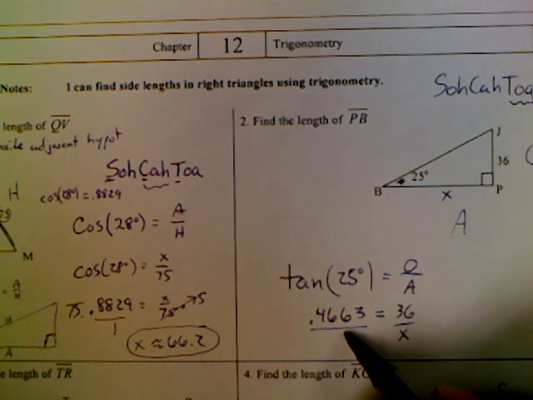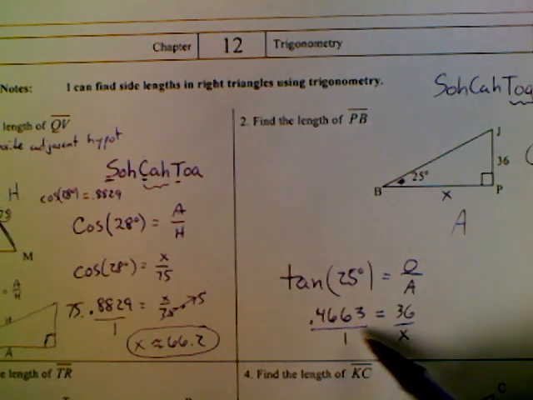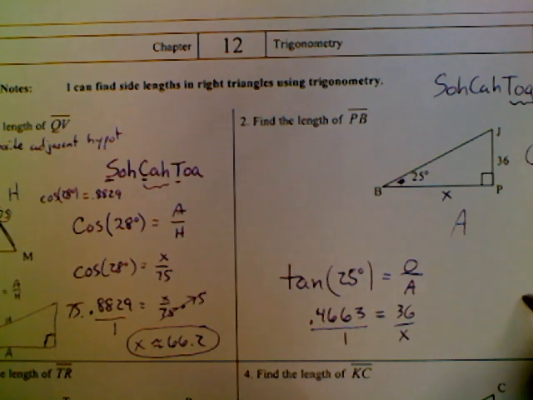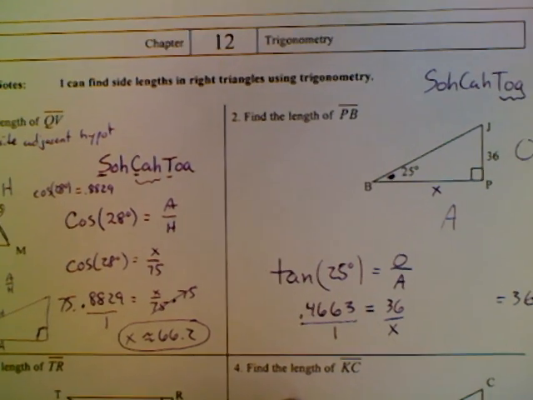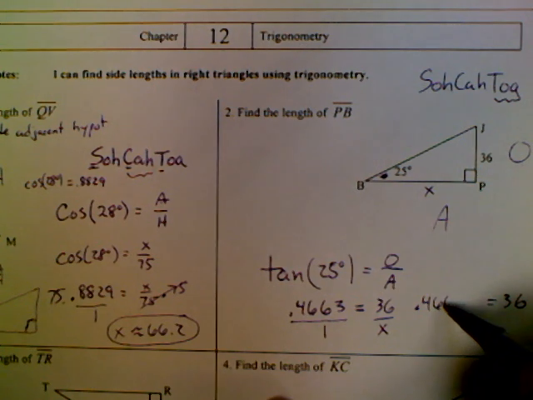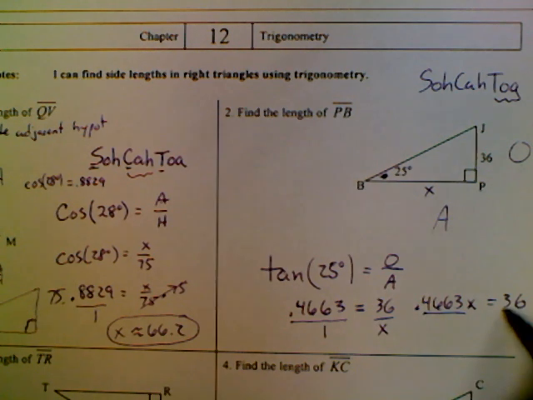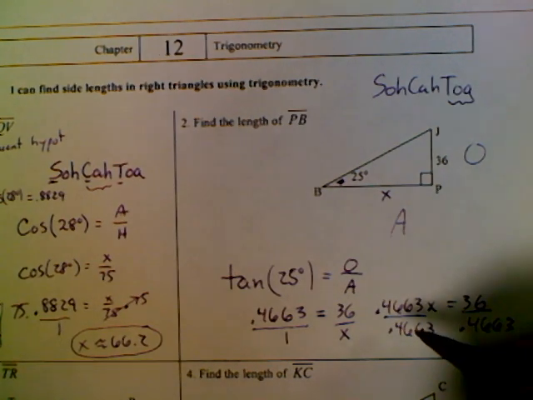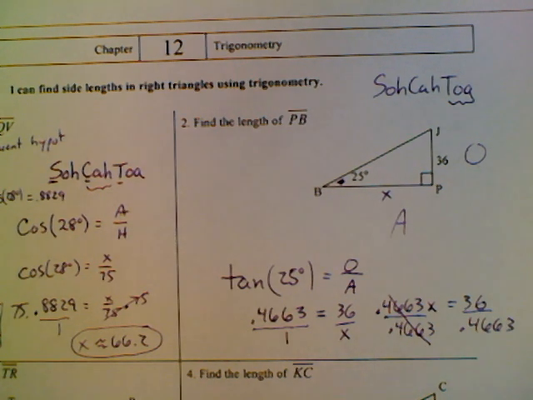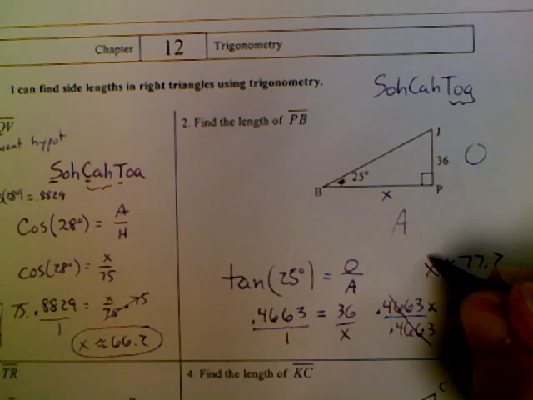Okay? And in a situation like this, it is really useful to make that decimal look like a ratio. Because now we're ready to cross multiply. 1 times 36 is 36, and what is 0.4663 times x? Well, it's just 0.4663x. Now to solve for that x, we want to divide both sides by that nasty decimal number so it cancels out. Okay, so it cancels out over here. We put 36 over 0.4663 in the calculator, and we get x is approximately equal to 77.2.